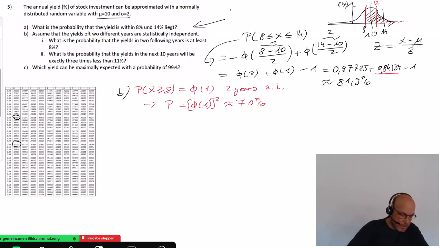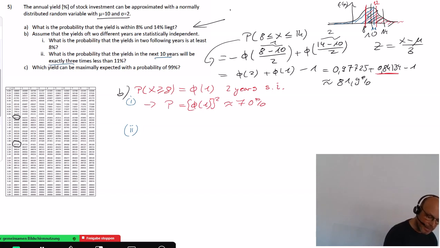What is the probability that the yields in the next 10 years will be exactly 3 times less than 11%? This would be 1 and then 2. 11 would be here. So the single probability would be just the area below the 11, but now within 10 years, exactly 3. And for this, of course, now we need the binomial distribution.